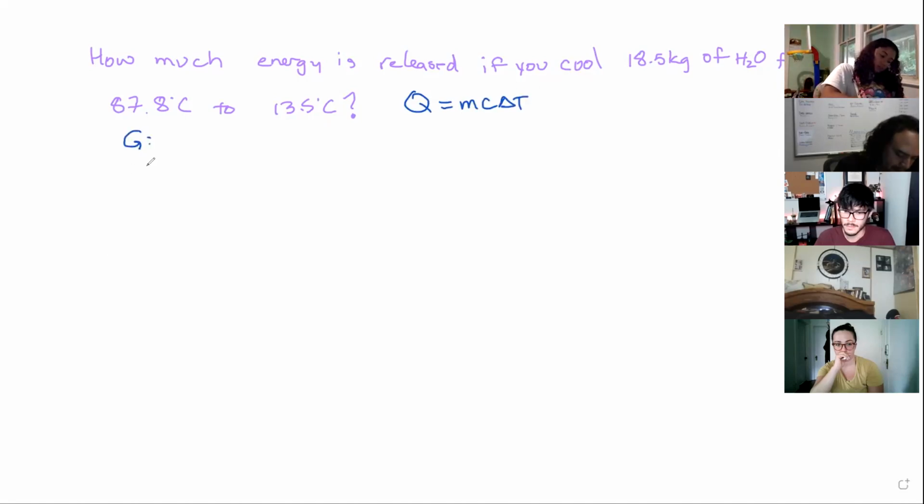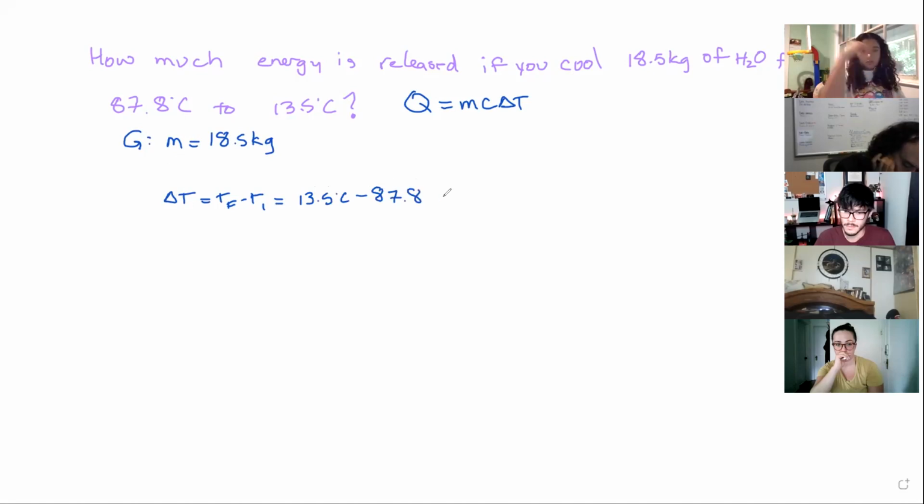So given information, we know the mass. It is 18.5 kilograms. We know the change in temperature. It is T final minus T initial, which is 13.5 degrees C minus 87.8 degrees C. So our temperature change will be negative. That is okay. That just means that our value will be negative, which means the energy is being released into the environment. So we get negative 74.3 degrees Celsius.